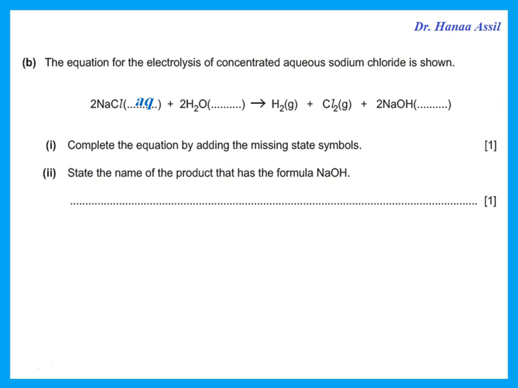Now, what is the state symbol for water? Remember that water is a liquid, so that is L. Hydrogen is a gas. Chlorine is a gas. What about the sodium hydroxide that is obtained at the end? The sodium hydroxide is dissolved in water, so it is aqueous.